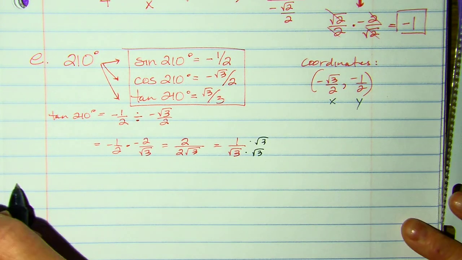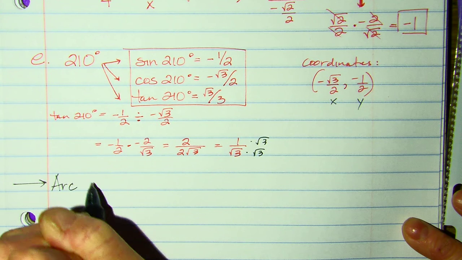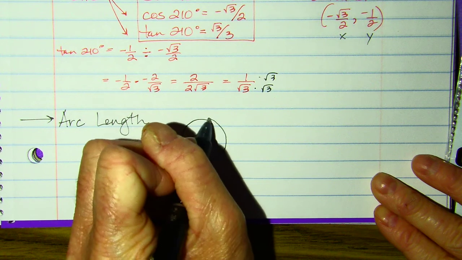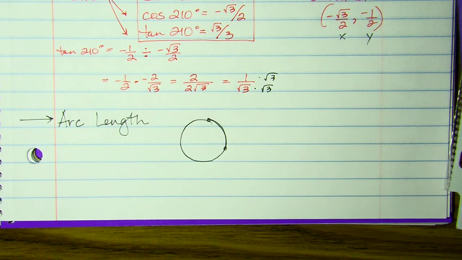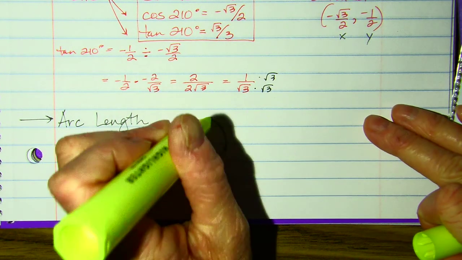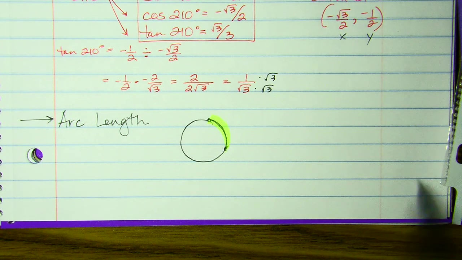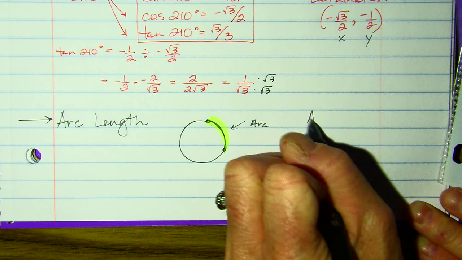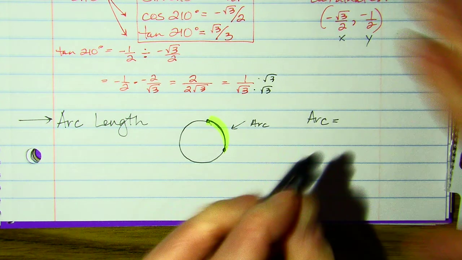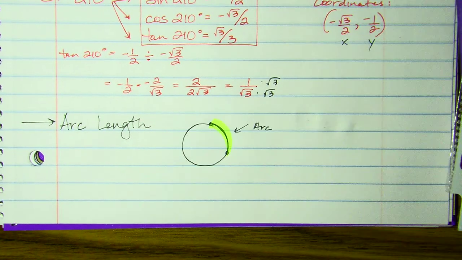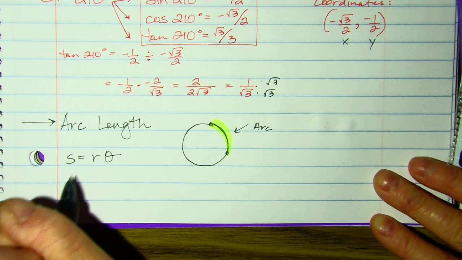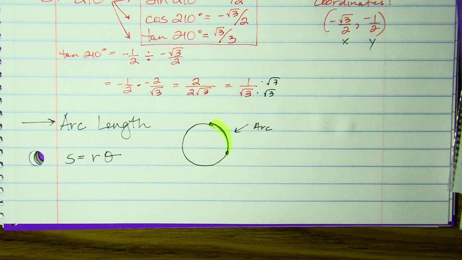All right, the third part of our notes is determining the arc length on a circle. So if I have any given circle, if I'm looking for the measurement of a part of the outside, so for example, if I was looking for the measurement of this, that is called an arc. And to find the arc measurement, you're going to use the following formula. Well, I should have written it over here. S equals R times theta. Now let me specify what each of these pieces means.